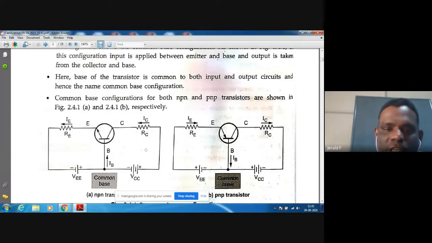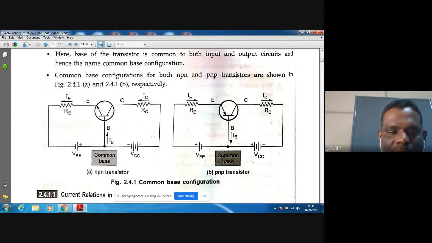So what is the first condition? The emitter base junction is forward biased and the collector base junction is reverse biased. We can study it in two configurations. From these we can study the input characteristics as well as the output characteristics, and then we can calculate by measuring the various currents and voltages. These are from the input and output characteristics of the NPN as well as the PNP transistor.